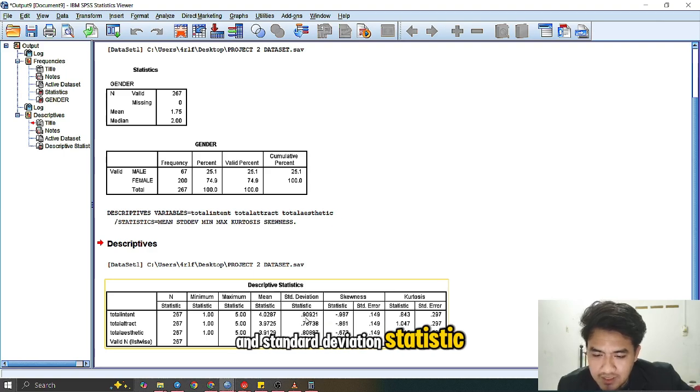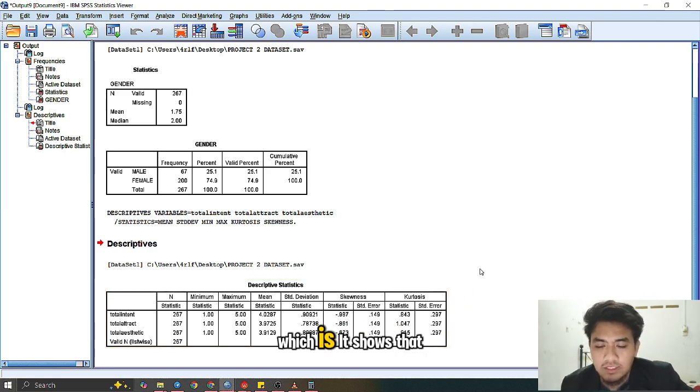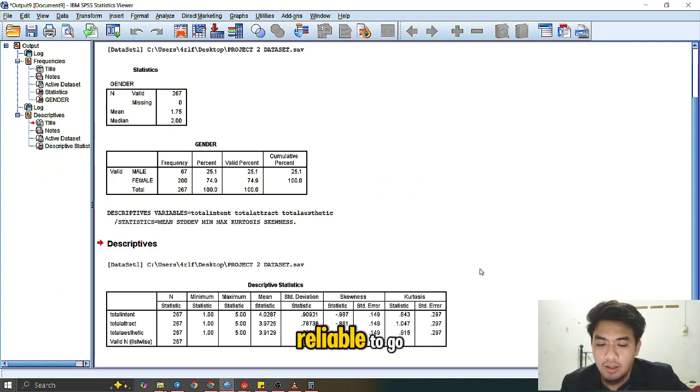The standard deviation statistic all shows that it is below 1, which shows that it is reliable because the range of the answers is close. If it goes above 1, it shows that the answers of the respondents are widely ranged, which means it is not too reliable to go with the answers.